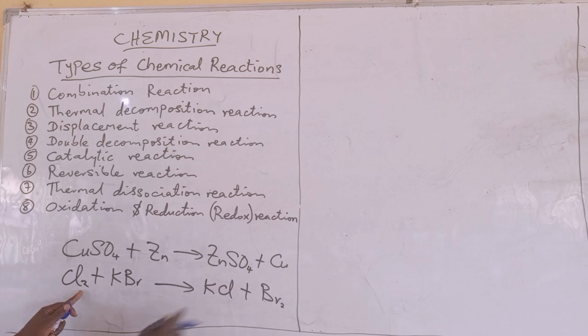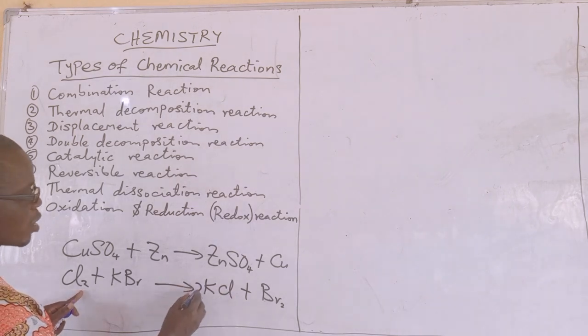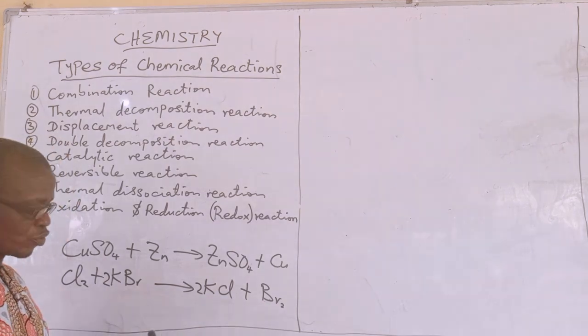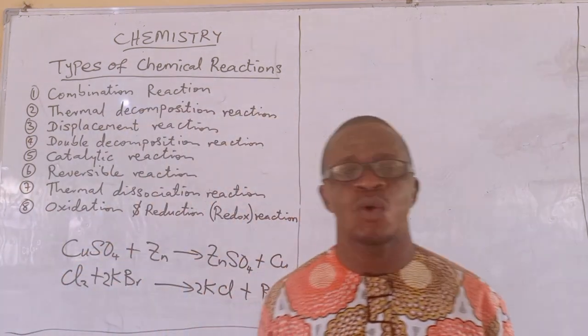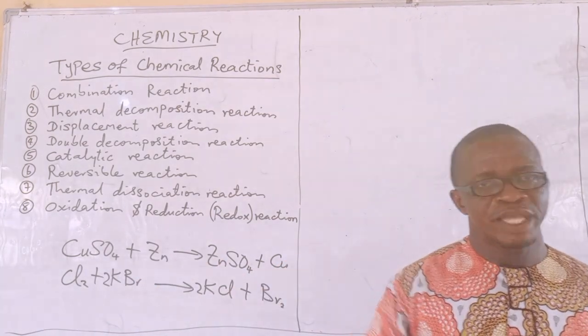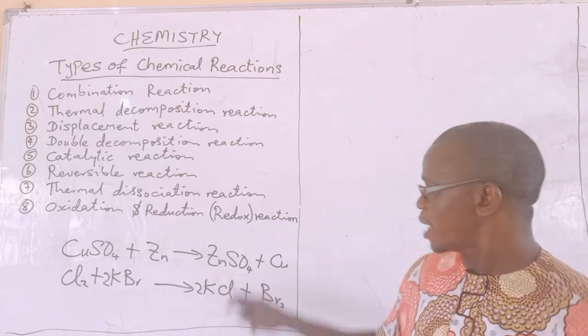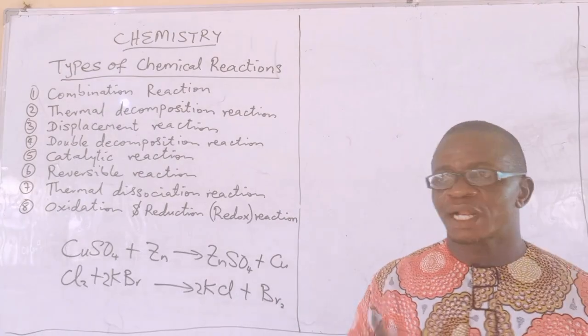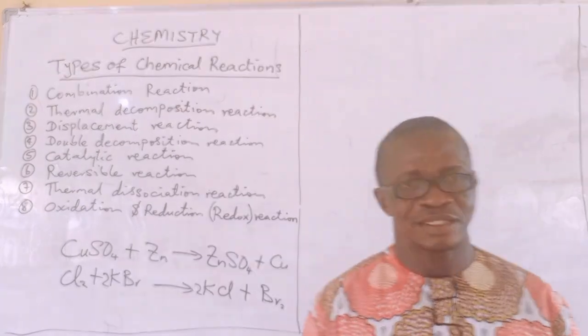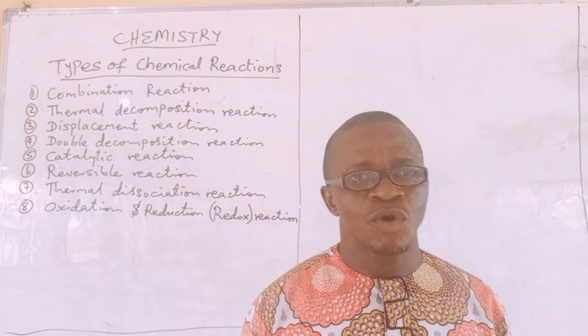Cl here is 2, Cl here is 1. So I put 2 there to make it 2. K is 2, K is 1. Put 2 there to make it 2. Br is 2, Br is 2. So that's a balanced equation. So in displacement, a metal can displace a metal, like in this case. A non-metal can displace a non-metal, like in this case. Note it.